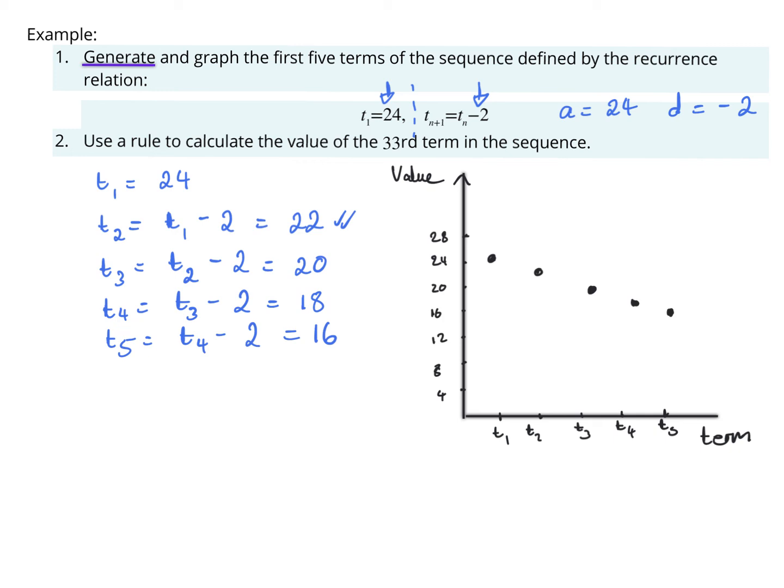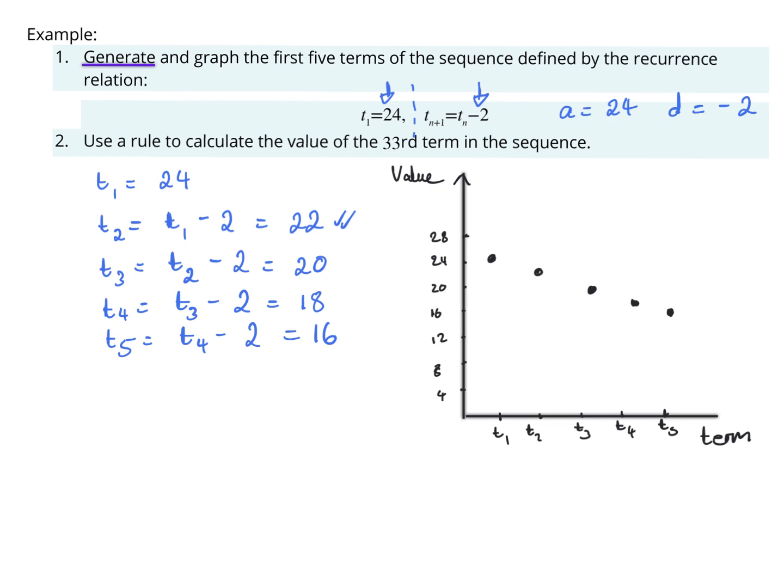The graph of the first 5 terms of that sequence is something that we've done before, where we have the term on the bottom and the value on the vertical axis. Always make sure that you've got a good scale happening there, and we know that it's an arithmetic sequence. We know that we should have a linear graph and it should be decreasing, which it is.